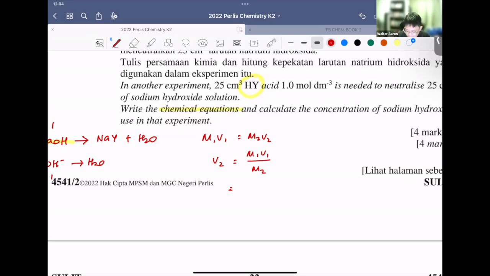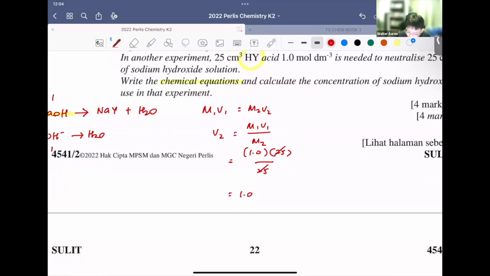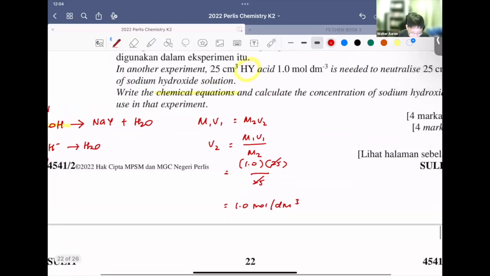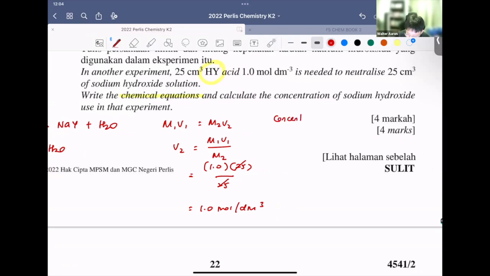Okay, so in this case here, you just substitute the values in. We have 1.0 times 25 divided by 25. If you were to cancel, you realize that the concentration of the sodium hydroxide is the same as the acid, which is 1.0 mole per dm cube. So therefore, the concentration of NaOH is equivalent to 1.0 mole per decimeter cube. You get 4 marks. That's it.